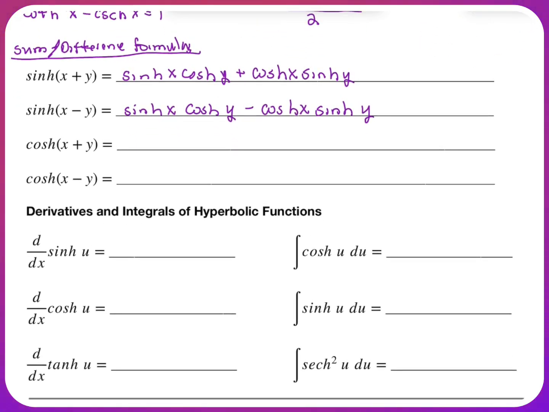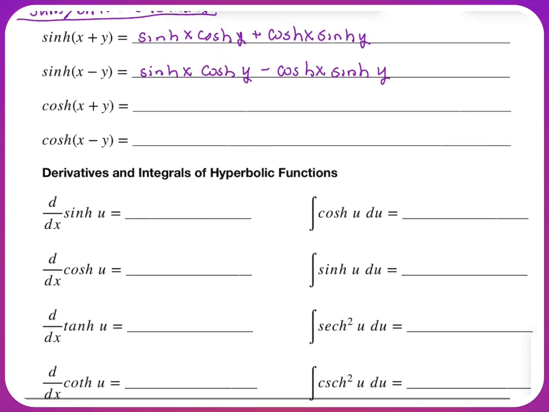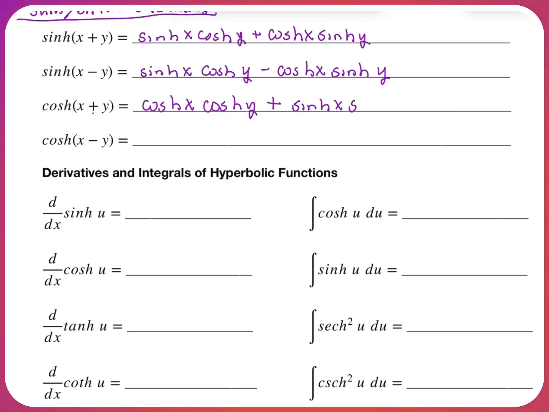The sum formula for cosine is we're going to have the same trig function and the same sign. So the hyperbolic cosine of x times the hyperbolic cosine of y plus the hyperbolic sine of x times the hyperbolic sine of y.